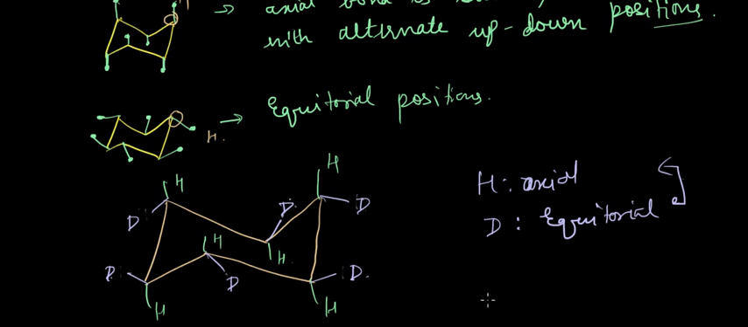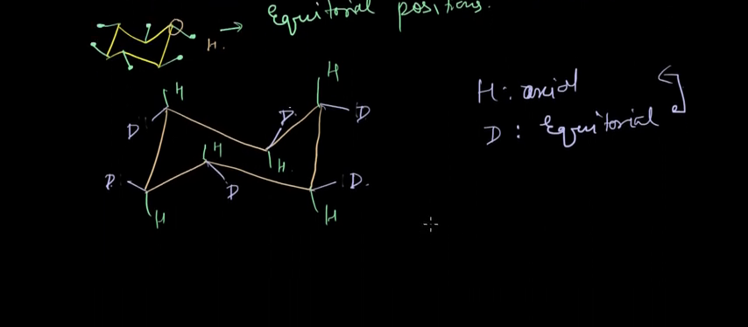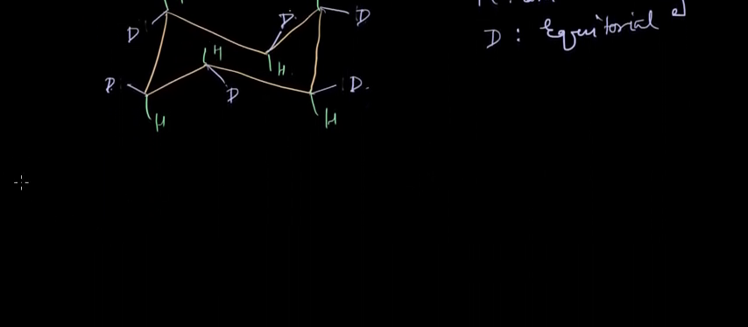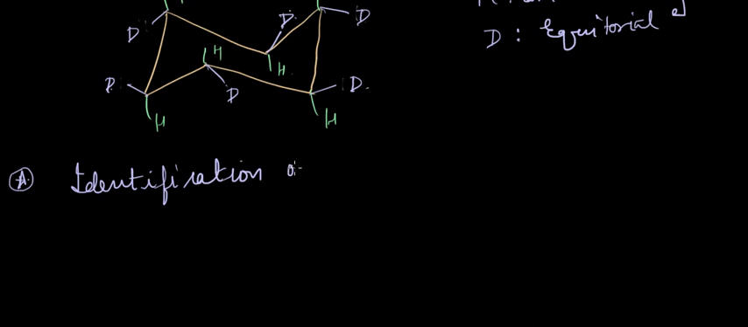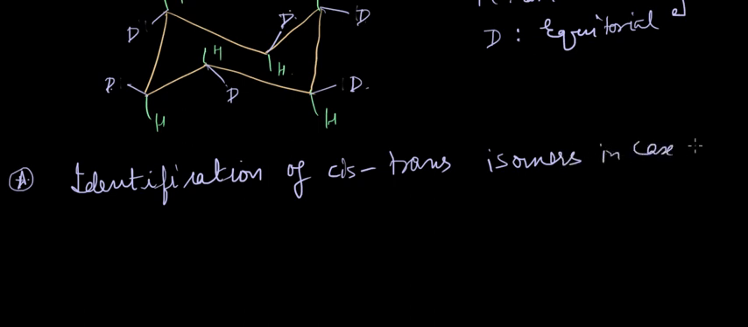Okay, so now how to identify cis trans isomers in di-substituted cyclohexane. So identification of cis trans isomers in case of cyclohexane.